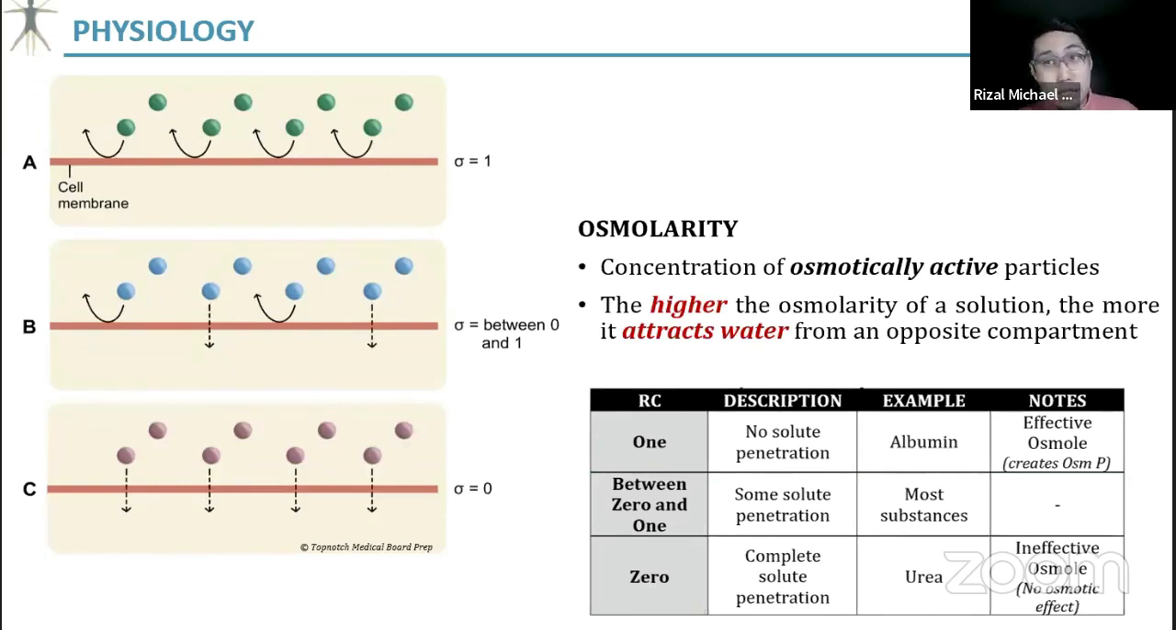However, if you're gonna go at letter C, the osmotic coefficient of 0, like your urea, ineffective osmole siya kasi hindi siya nakakagawa ng osmotic pressure. Kasi completely nagpe-penetrate yung solutes mo, no? So compared to letter A, sino ngayon mas mataas na osmotic pressure? It's your letter A, no? Kasi mas madaming solutes and osmotically active particles on one side, so mas mataas yung chance na magpupull siya ng fluid, okay? So very important example here is your albumin and then your urea. Albumin is 1 and then urea is 0.